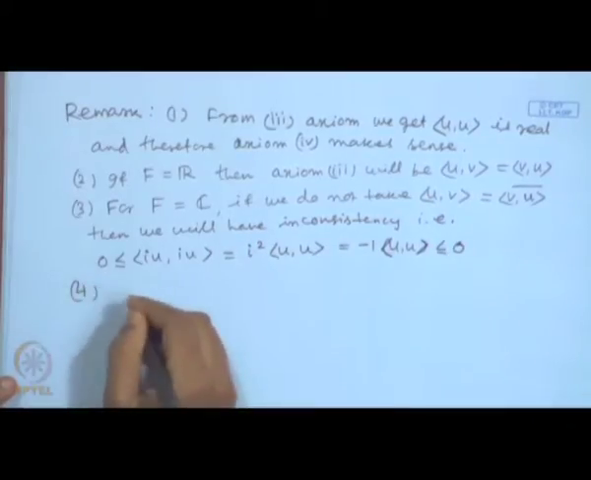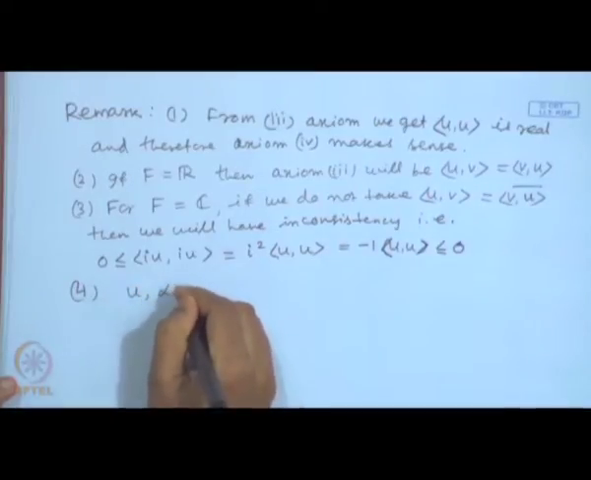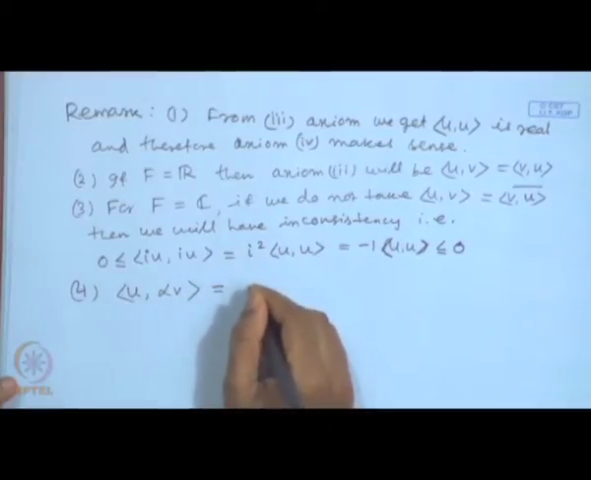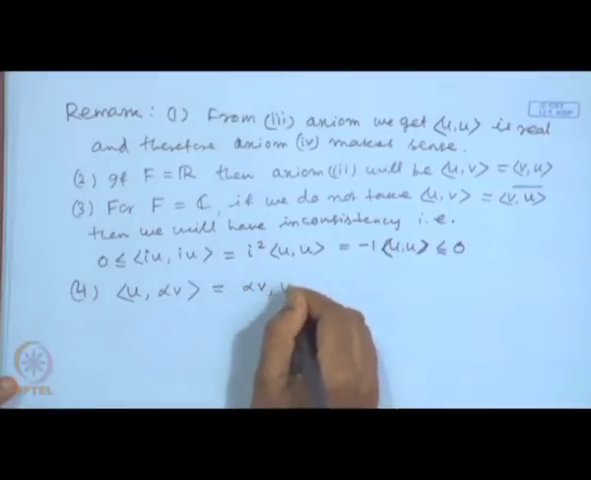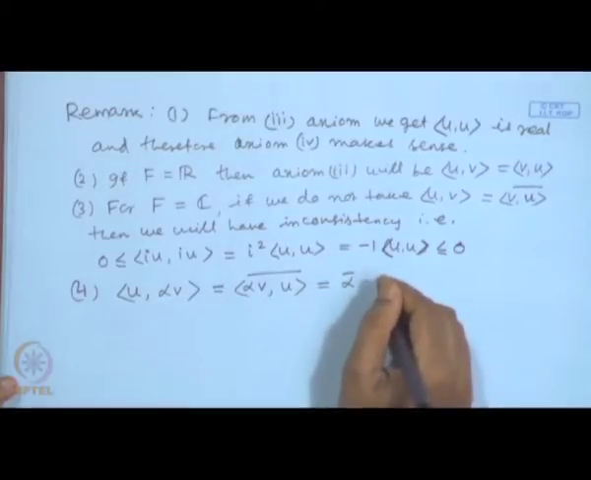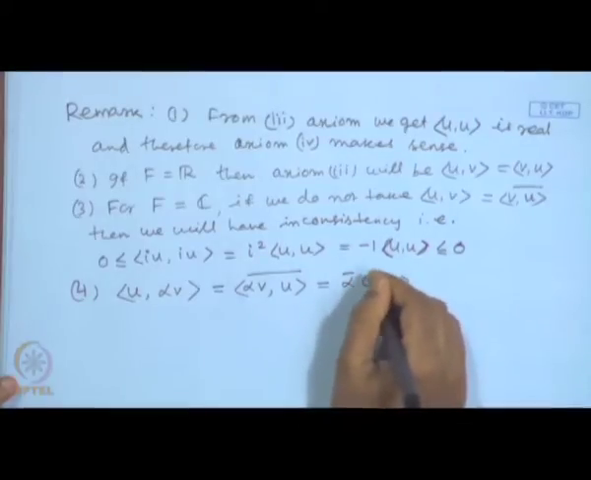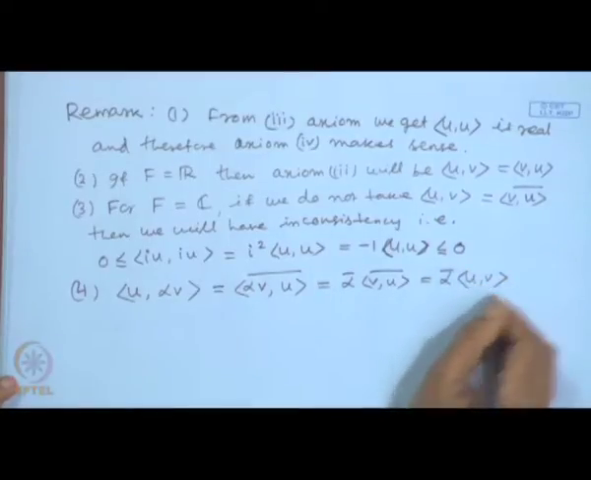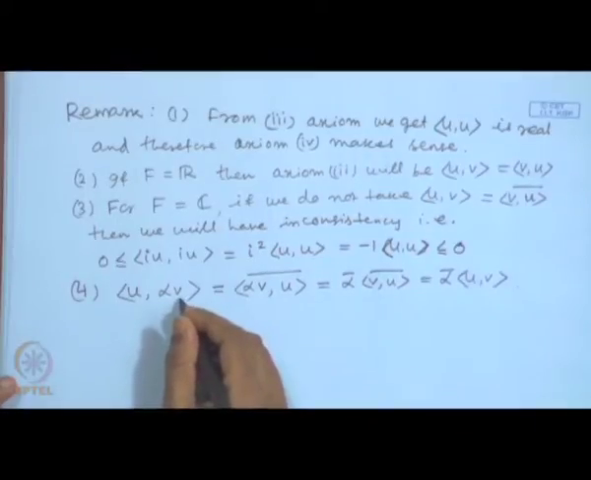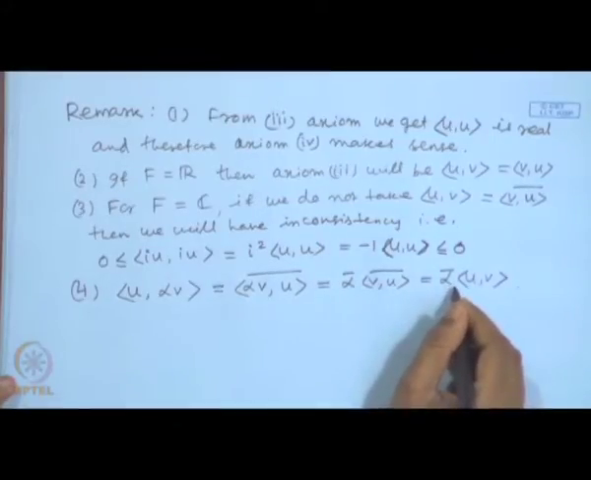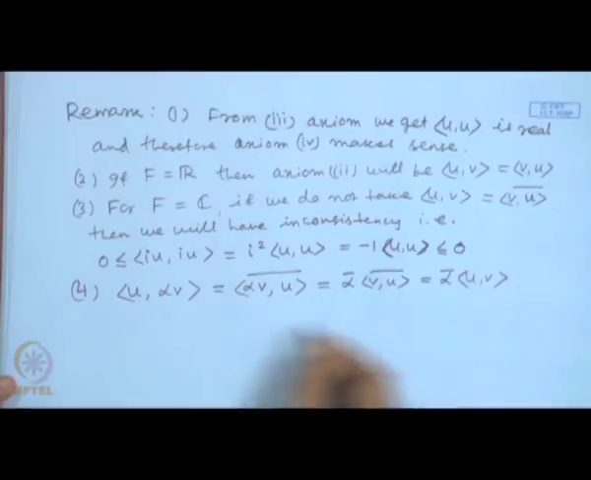The fourth remark is that for the inner product of u with alpha v, where the scalar is multiplied with the second component, we get from axiom 3 the conjugate of the inner product of alpha v, u, and this is equal to the conjugate of alpha times the inner product of v, u, its complex conjugate, so alpha bar times the inner product of u, v. That means, if we multiply a scalar with the second component, then when it comes out, we get its complex conjugate times the inner product of u, v.